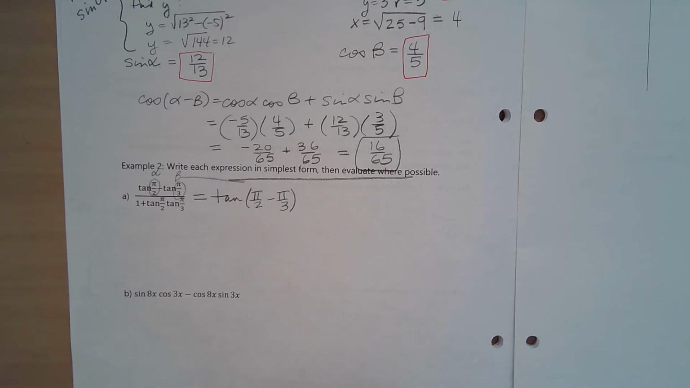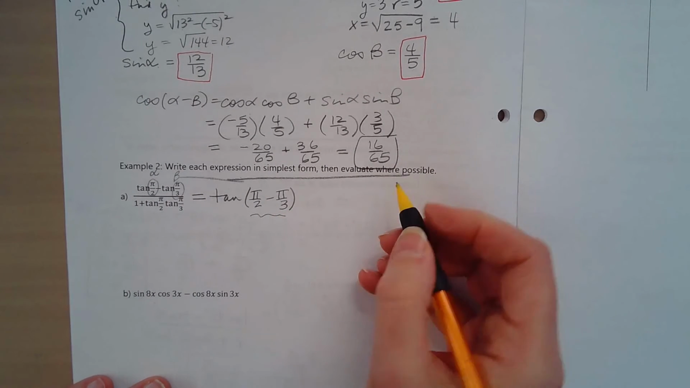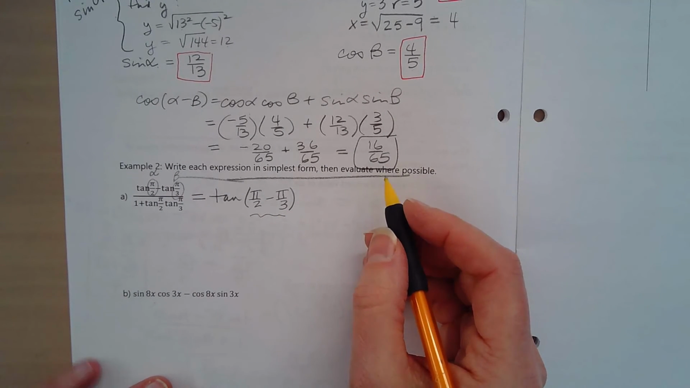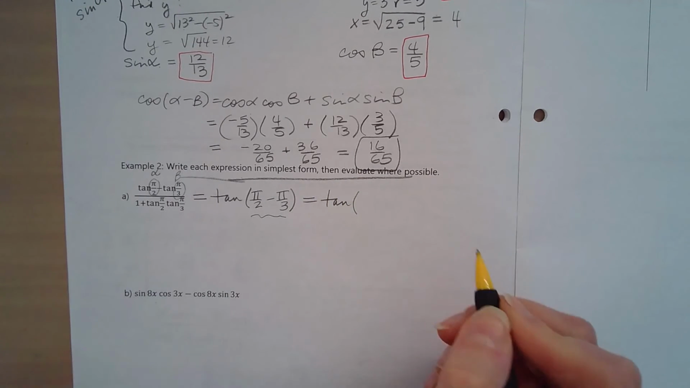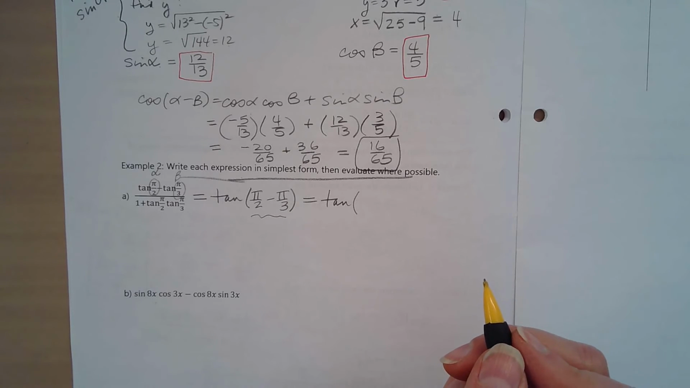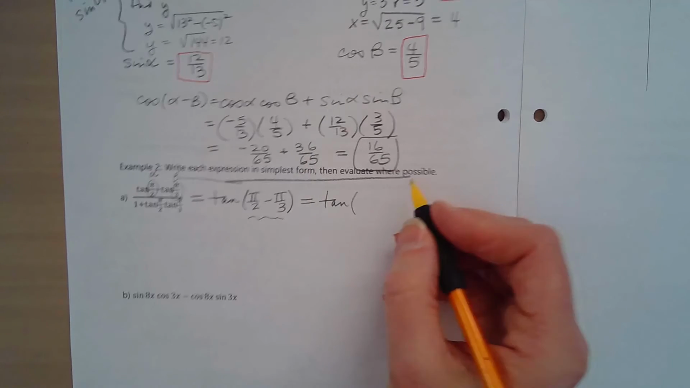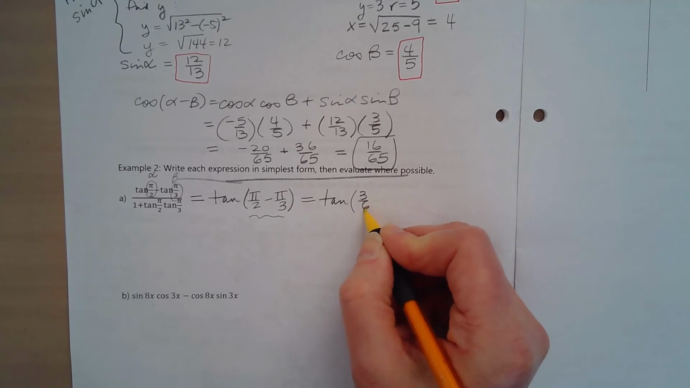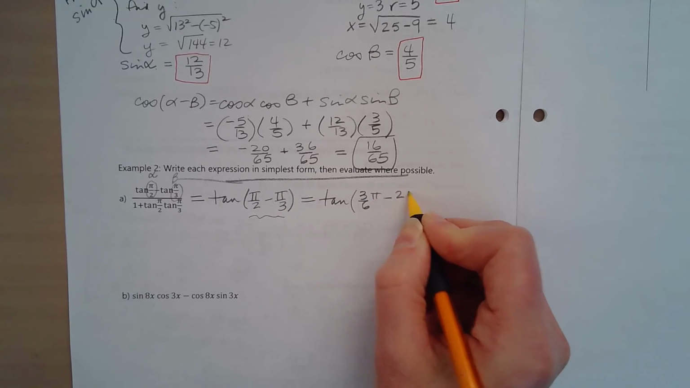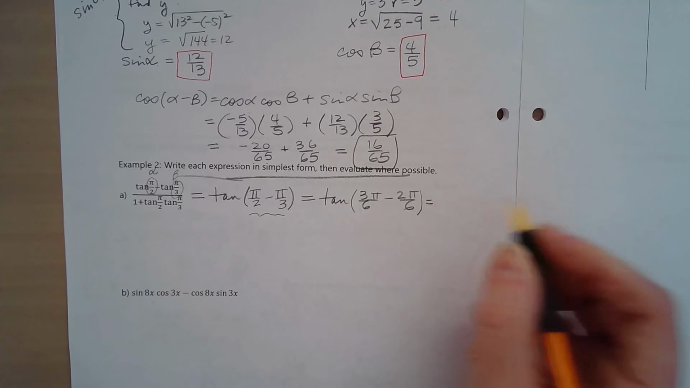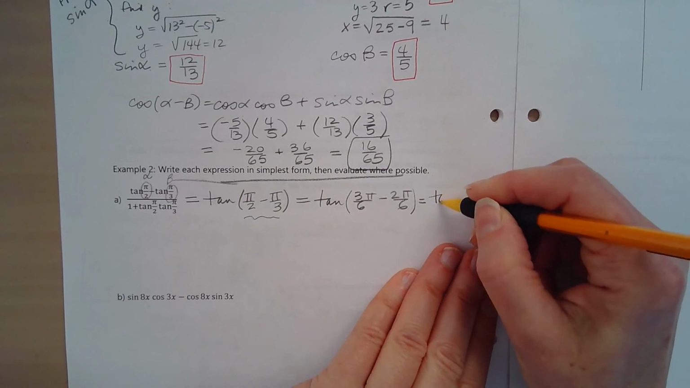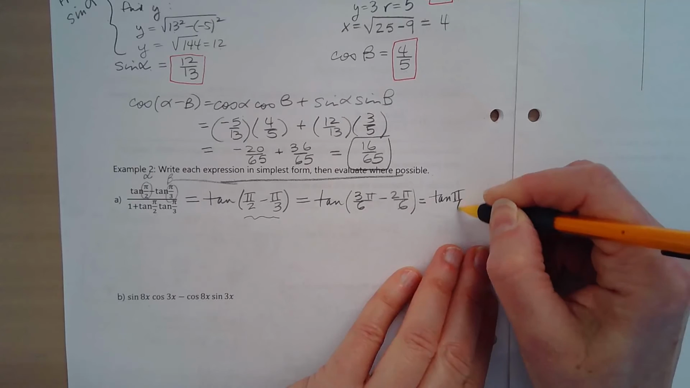Can I go further? Could I simplify pi on 2 minus pi on 3? I think so, right? So what would that simplify to? I guess I would need common denominators, right? What's the LCD? 6, right? So this would be 3/6 minus 2/6. Okay, so what's 3 minus 2? 1. Okay, so now I simplify to tan pi on 6.